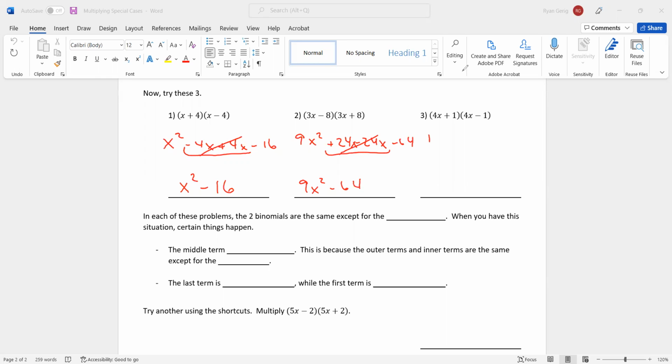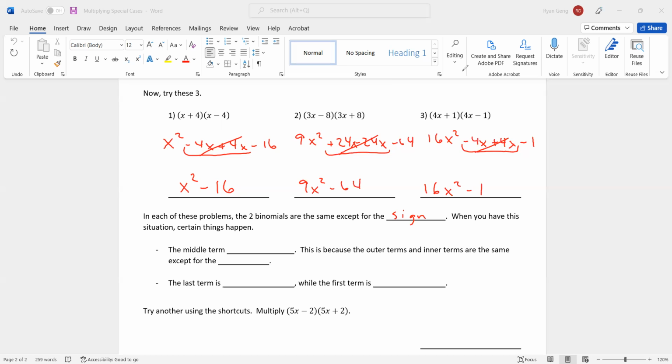Last one, 4x times 4x. You might even be able to figure out what's happening here. 4x times negative 1 is negative 4x. 1 times 4x is 4x. 1 times negative 1 is negative 1. 16x squared minus 1. In each of these problems, the two binomials are the same except for the sign.